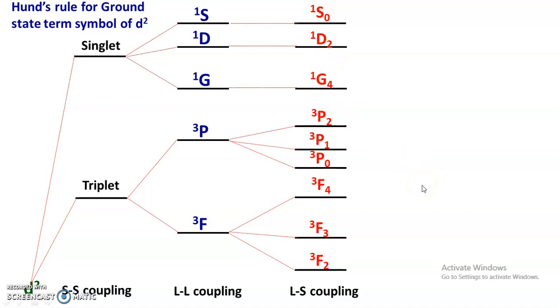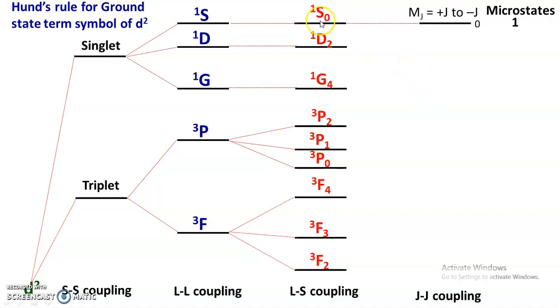Now we are going to identify the microstates. There are 45 microstates. Here, for 1S0, after JJ coupling, it will give only one microstate, that is one energy state. So there is only one mj value possible for 1S0, because J is equal to 0 and the value of mj ranges from plus J to minus J, that is plus 0 to minus 0, meaning 0. So only one energy state is possible for 1S0.